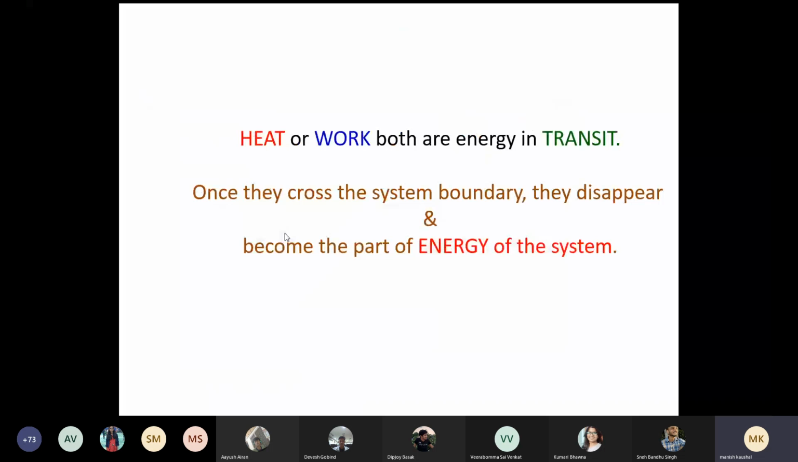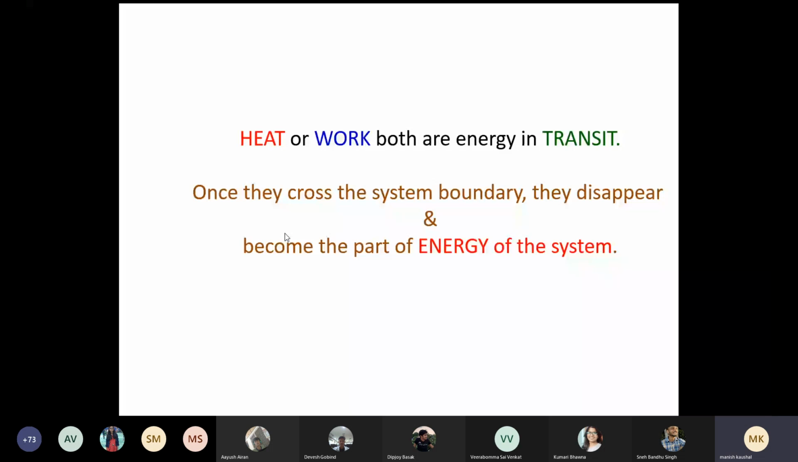So if I conclude, after so many slides, I will conclude this way: heat and work, both are energy in transit. That I already emphasized in the last 2 lectures. And remember, these are boundary phenomena. So this transfer takes place at the system boundary. And once this energy in transit, heat and work, crosses the system boundary, after crossing the boundary, it disappears and becomes part of the energy of the system, which we call capital E. So I think this makes sense.